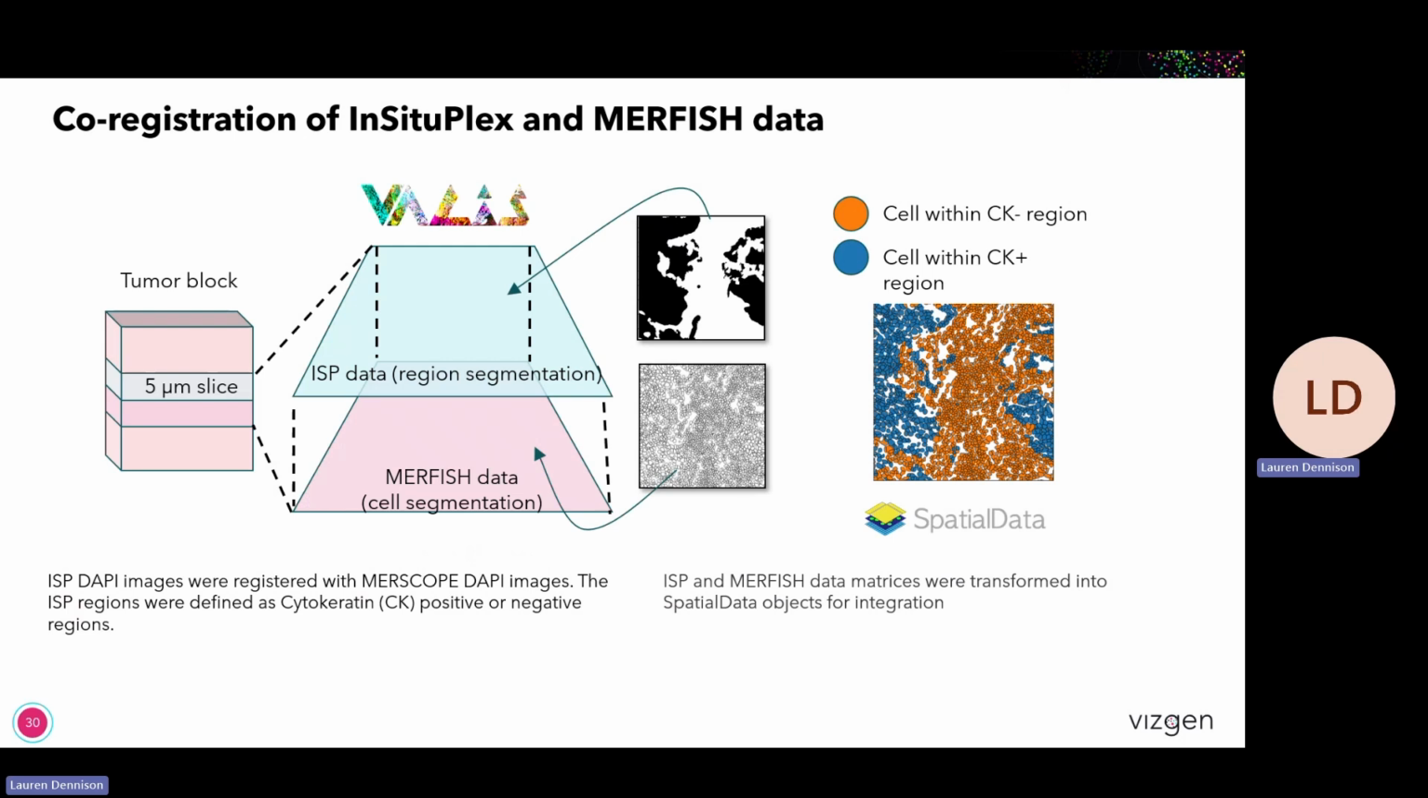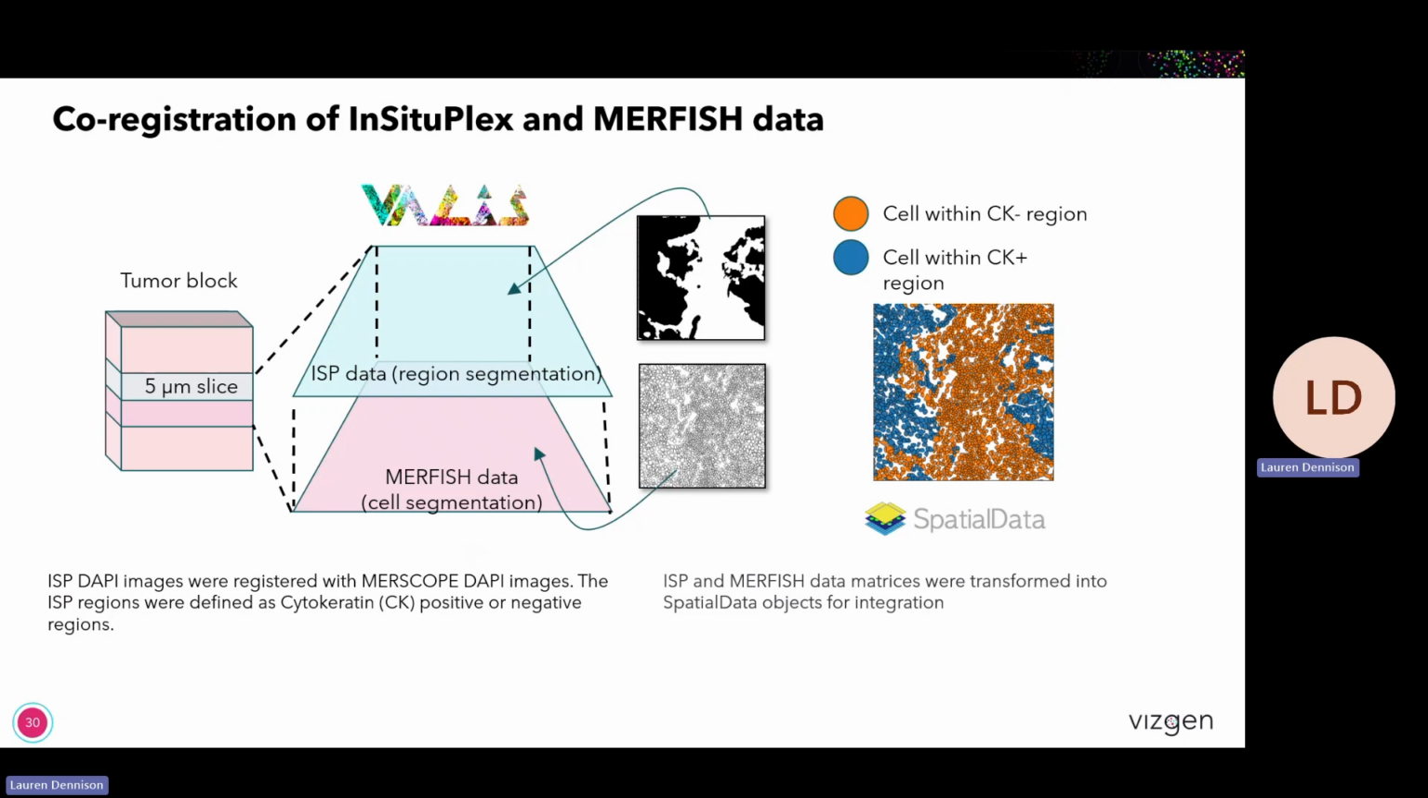So if you have these two adjacent sections, let's assume that the upper section is the ISP data, so the one where we did protein imaging. And then for that one, we get basically the areas as polygons where cytokeratin is actually expressed, and that would be our tumor region. Now, then you have to align this to the MERFISH data, because again, these are coming from two adjacent slides. This is not from the same slide. There we use a tool that is called VALIS, that is open source.